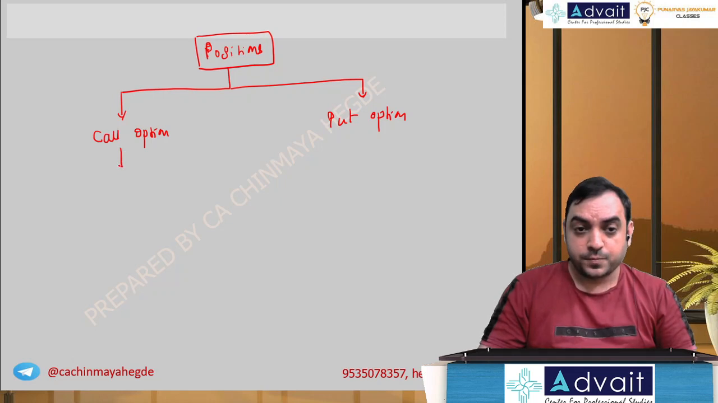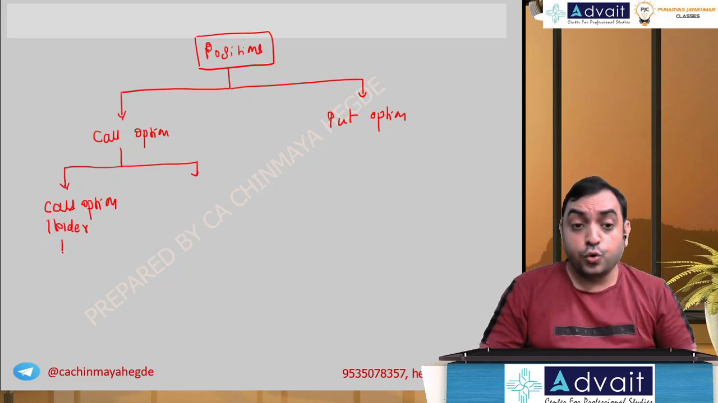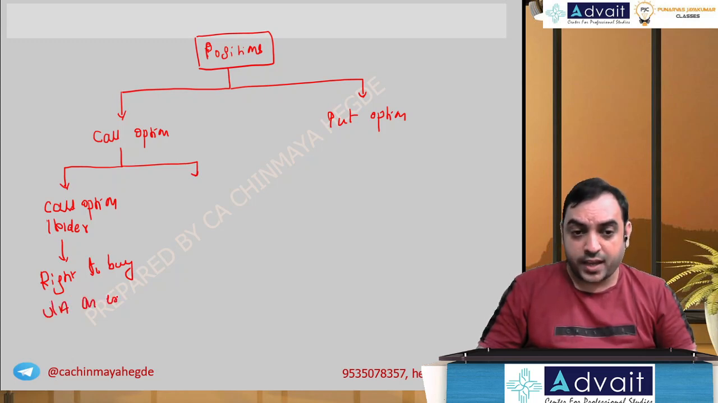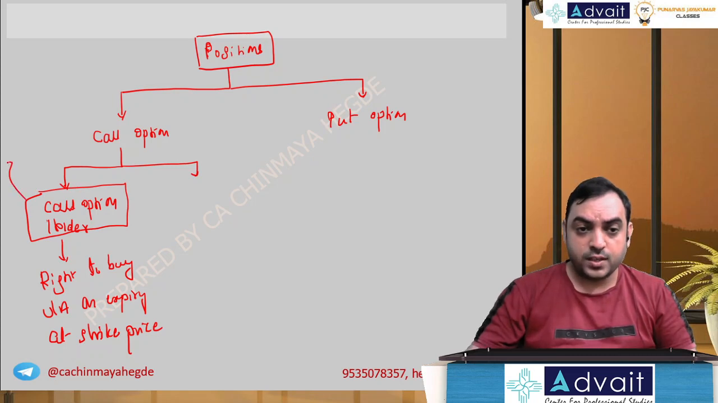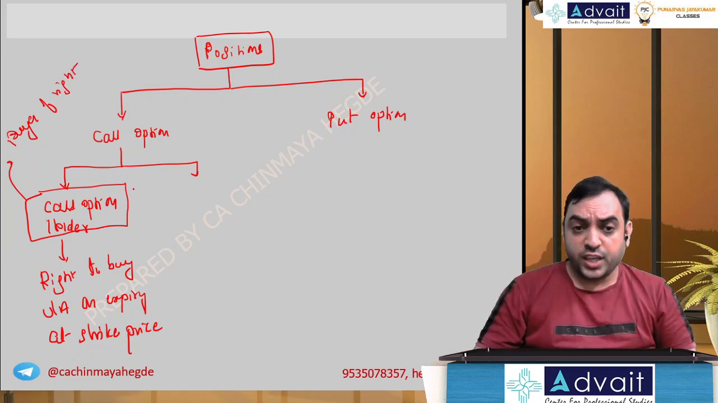Now for call option, you have two possibilities. One, you are a call option holder, who will have the right to buy the underlying asset on expiry at the strike price. Call option holder is the buyer of the right. Now we call him C plus, short form. C plus, you becoming call option holder.